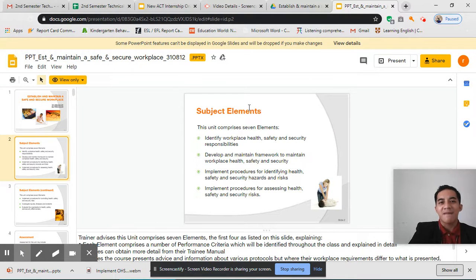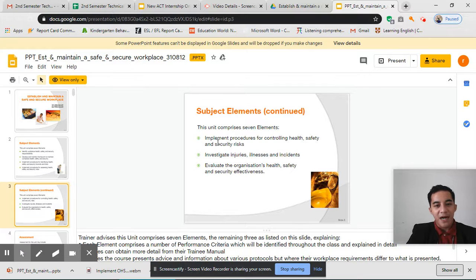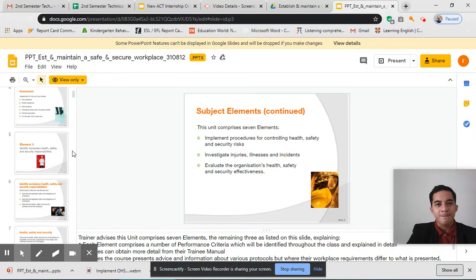In this subject, we have seven elements, seven topics. One is identify workplace health, safety, and security responsibilities. Number two, develop and maintain framework to maintain workplace health, safety, and security. Number three, implement procedures for identifying health and safety hazards and risks. Number four, implement procedures for assessing health, safety, and security risks. Number five is implement procedures for controlling health, safety, and security risks. Number six, investigate injuries, illness, and incidents. Number seven, evaluate the organization's health, safety, and security effectiveness. Okay, so that's the seven elements that we'll be talking about.